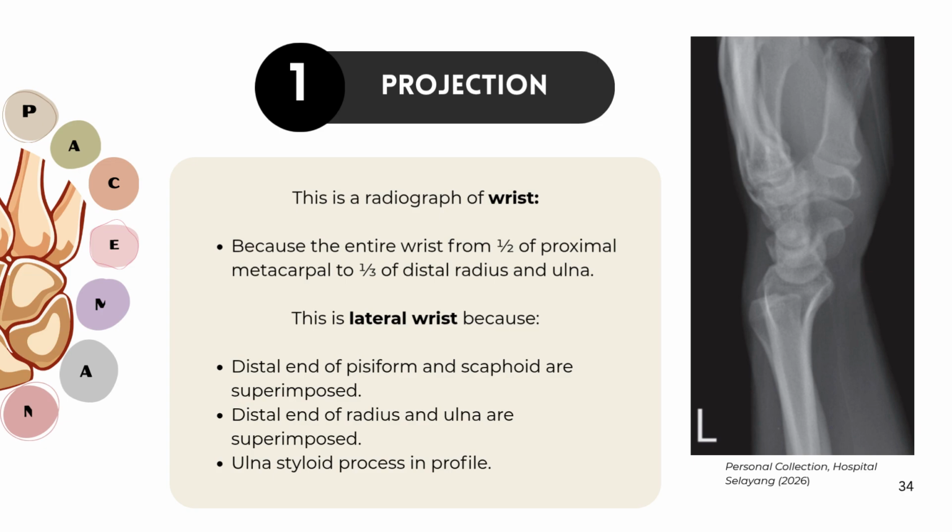This image demonstrates a lateral wrist projection because the distal radius and ulna are superimposed, the distal scaphoid and pisiform are aligned, and the ulnar styloid process is seen in profile. The anatomy included extends from the proximal half of the metacarpals to the distal third of the radius and ulna.